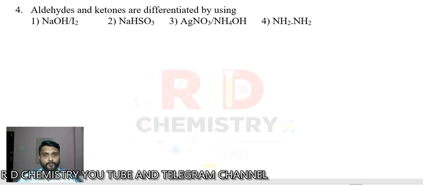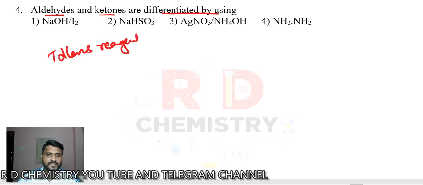Question number 4. Aldehydes and ketones are differentiated by using. Now, previously I told you about Tollens reagent. There are two types of reactions or tests. One is the Tollens reagent test, and the other one is the Fehling's solution test.